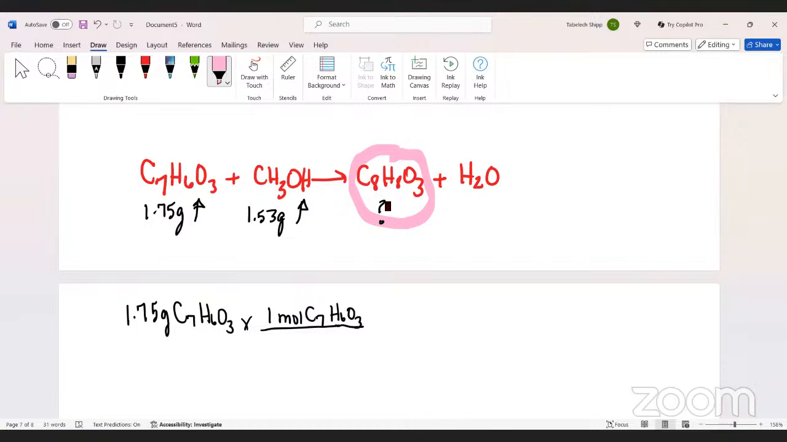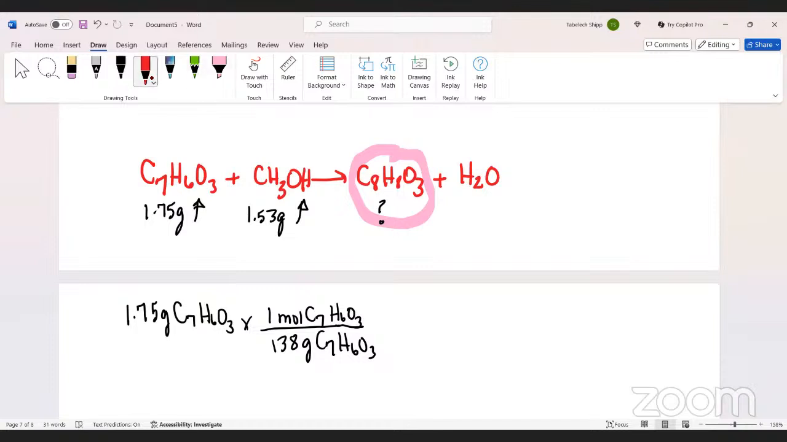So the way she got 138, she said 7 times 12.01 plus 6.06 for hydrogen plus, and you've got 3 oxygens times 48. Okay, and you get, yep, 138 is correct. So 138 on the very bottom right here, grams of C7H6O3.